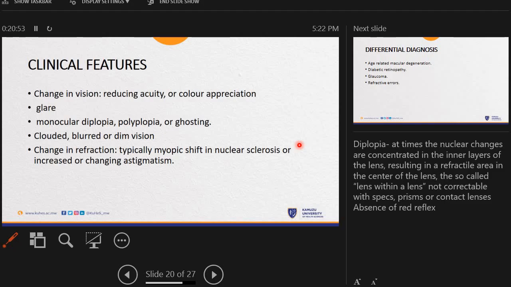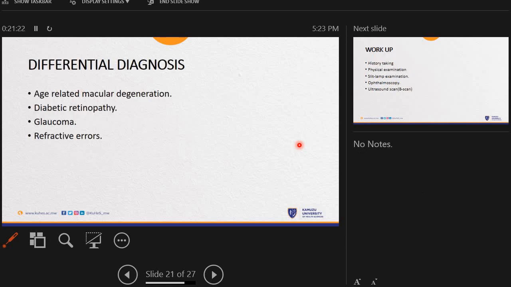You also have clouded or dim vision. It can also present with a change in refraction, typically a myopic shift in nuclear sclerosis, or increased or changing astigmatism. So this myopic shift, it's when a patient, alright, I think I'll get back to that later.